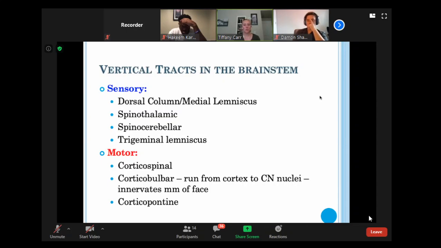So the vertical tracts in the brainstem, again, we talked about the dorsal column, medial lemniscus, the spinothalamic, spinocerebellar, and trigeminal lemniscus. So those are all those lovely sensory tracts. The motor are going to be anterior. It's the corticospinal, corticobulbar. They're going to run from the cortex to the cranial nerve nuclei to innervate the muscles of the face, and the corticopontine.